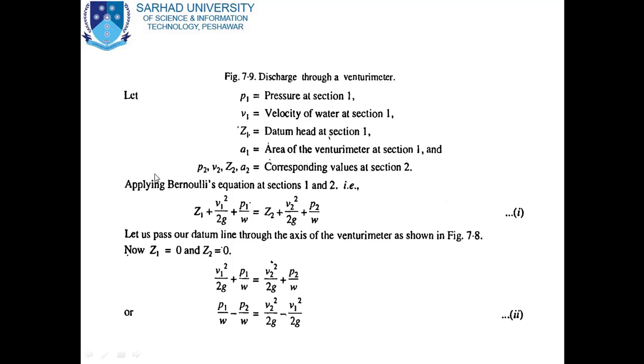Rearrange this equation and you will get P1 over omega minus P2 over omega. Take P2 over omega to the other side, it will become minus, and take V1 square over 2g to the other side, it will become minus. So we get in equation number 2, P1 over omega minus P2 over omega equal to V2 square divided by 2g minus V1 square divided by 2g.